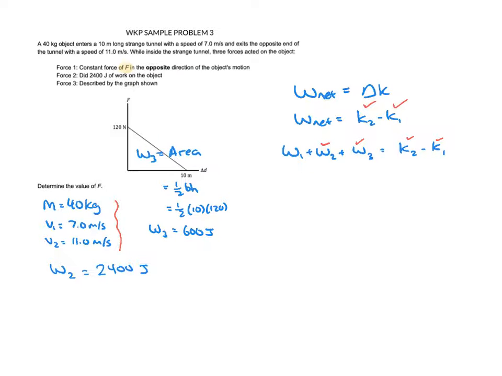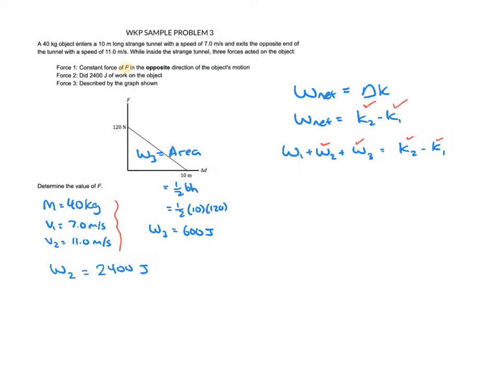So then what I don't know is work 1. Okay, I can't calculate that because I don't know the force. Well, the force is what I want to calculate. And the force is what I'm trying to solve for in this whole thing.